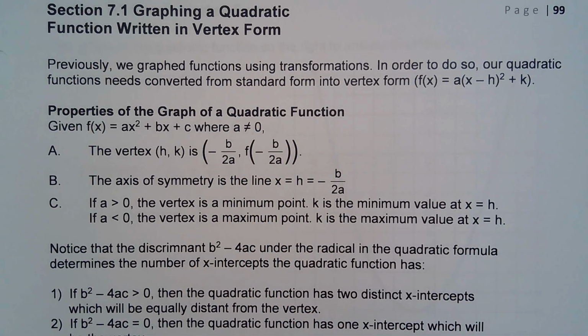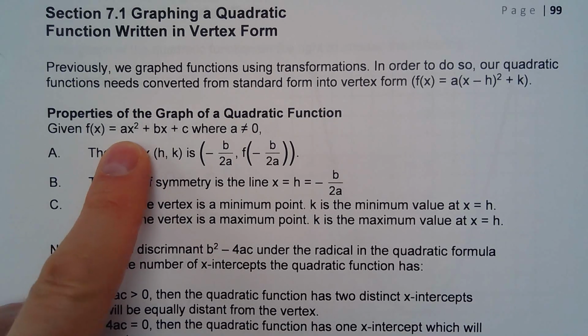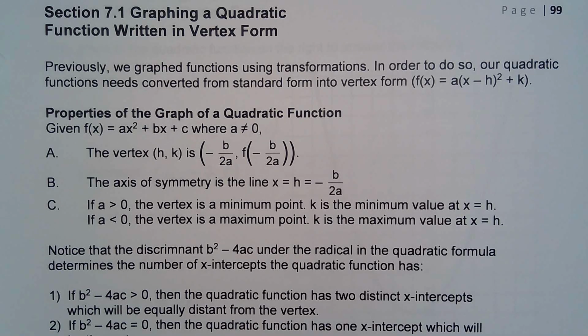So in other words, if I have a quadratic equation in standard form, I can find the x-coordinate h of the vertex by using the opposite of b over 2a. It's like the quadratic formula without the plus or minus square root part. Once I get that number for h, I'm just going to plug that number for h back into my quadratic equation to get the y value, the k value.